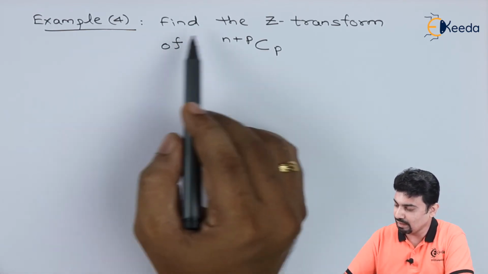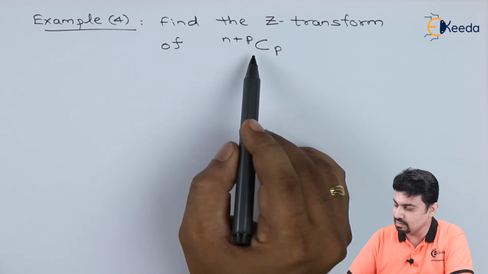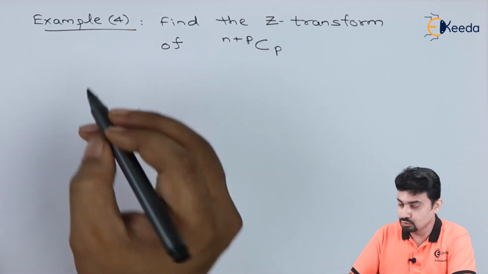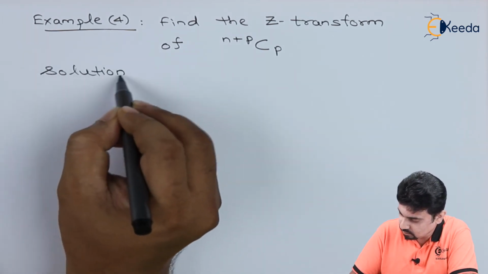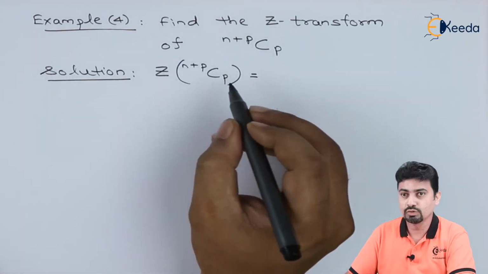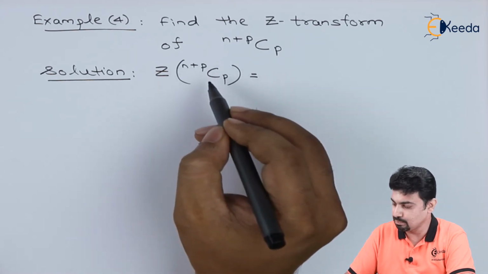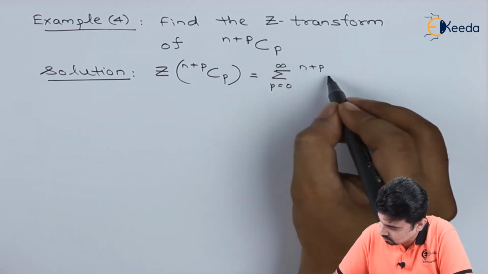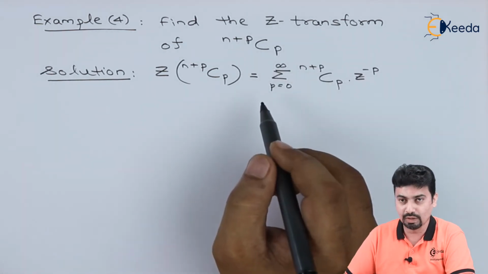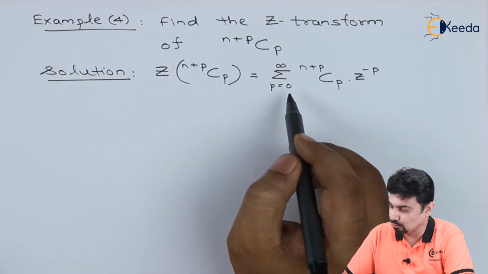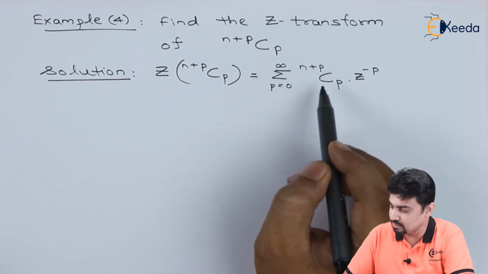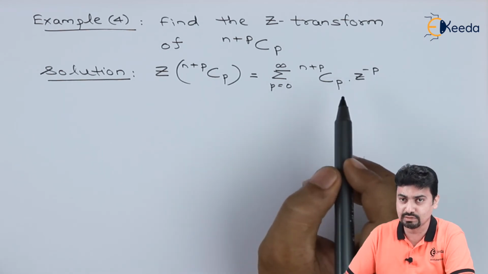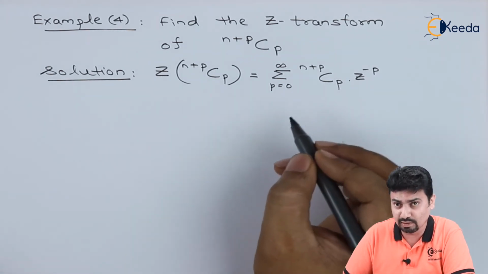The next example is, find the z transform of n plus p c p. This c here stands for the symbol of combination. So the solution. The z transform of n plus p c p will be equal to, by basic definition, summation from p is equal to 0 to infinity of n plus p c p into z raised to minus p. This is by the basic definition of z transforms.